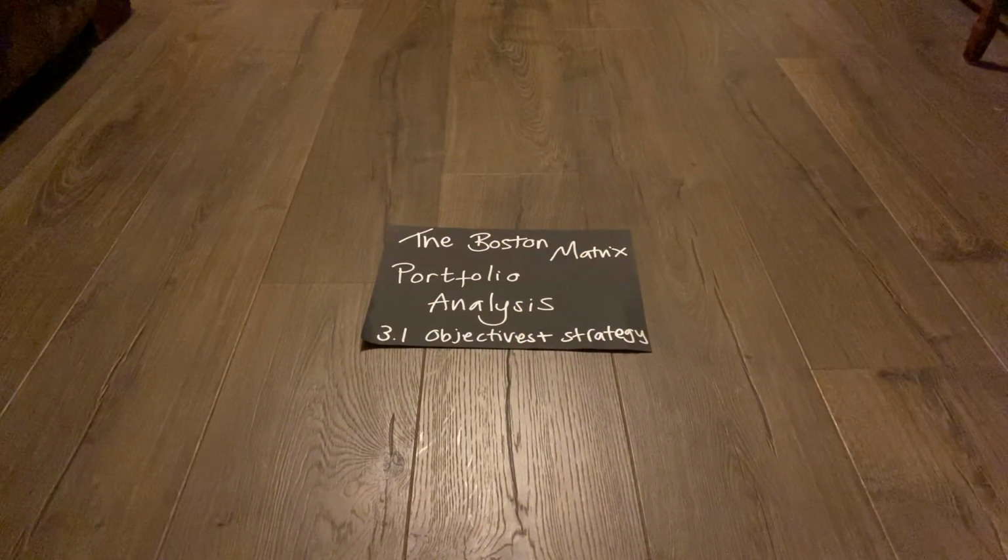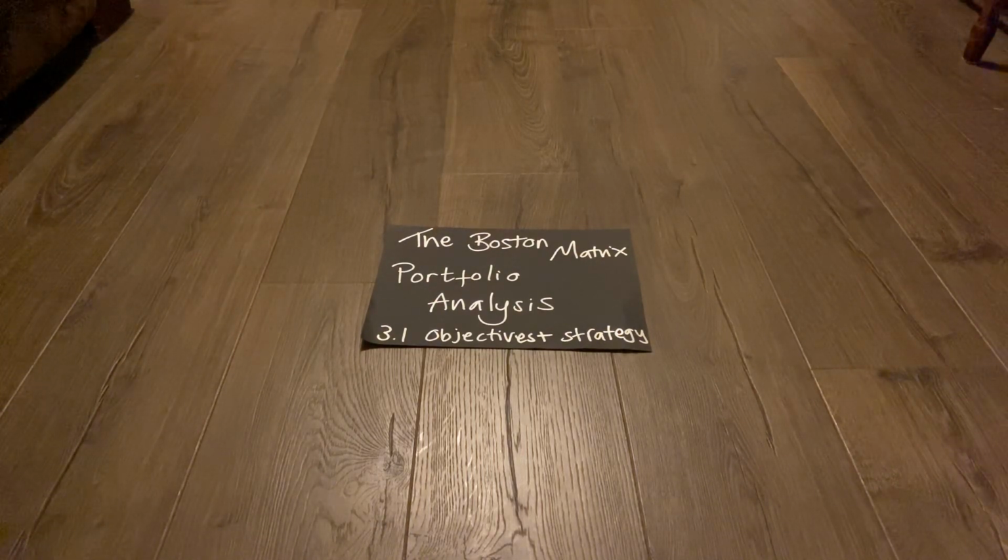I'm going to flip the camera and show you the Boston Matrix. That's what we're going to be doing today. It's part of 3.1 Objectives and Strategy, although you will have looked at it before, either in GCSE and through our marketing studies, and also in Year 12, as part of Unit 1 in your marketing studies again.